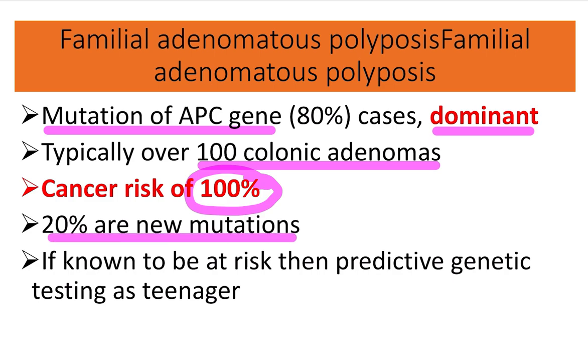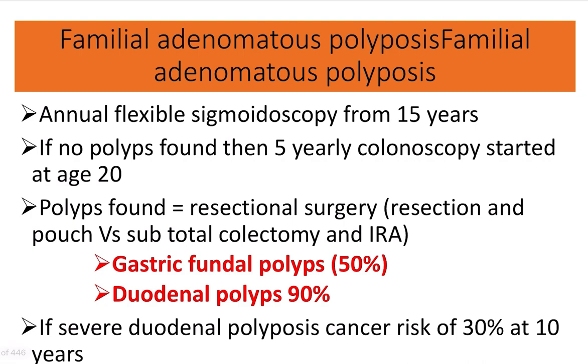If known to be at risk, predictive testing is done as a teenager. That means when there is suspicion of familial adenomatous polyposis coli, we should go for screening. Annual flexible sigmoidoscopy from the age of 15 years. If no polyp is found, 5-yearly colonoscopy starts at the age of 20, and if polyps are found, then resectional surgery.